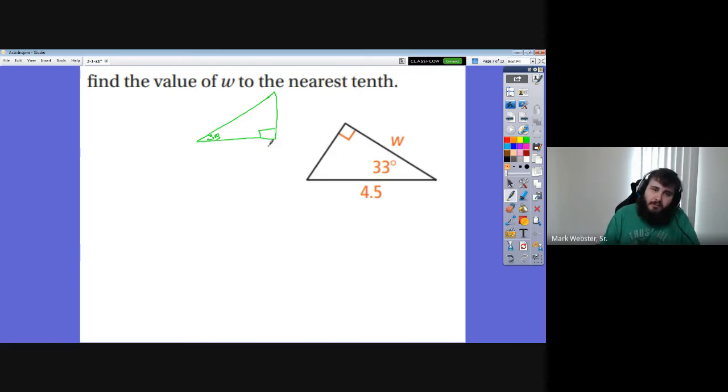Well, where is the W? The W is right here. Where's the 4.5? The 4.5 is here. So now we look. There's opposite, adjacent, hypotenuse. Well, what are we working with? Are we working with sine? Are we working with cosine? Or are we working with tangent? Well, let's look. We have no opposite. So SOHCAHTOA, we can't use sine. We can't use tangent. We have to use cosine, right?